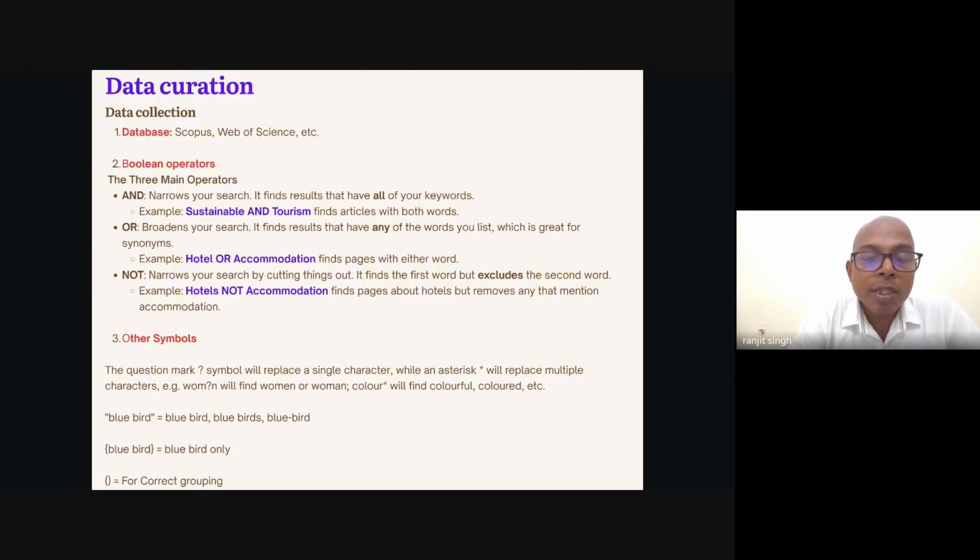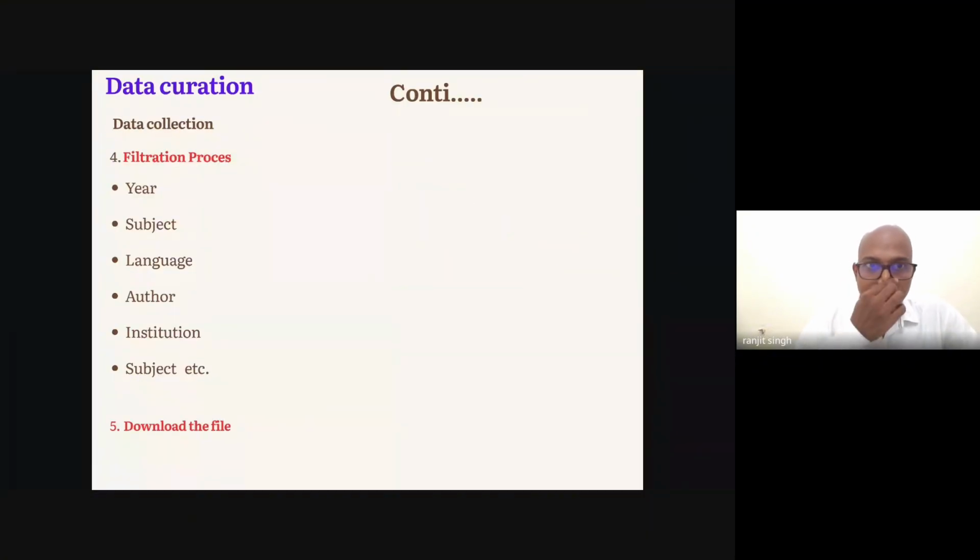For example, you want to sort like sustainable and tourism. You give a bracket and you can use the Boolean operator OR, and next is sustainable and travel. You can keep it in the bracket. Next step, once you are done with the Boolean operator, you are ready with your keywords. Then the next process is that you have to collect the data.